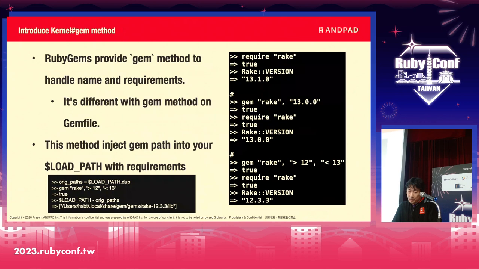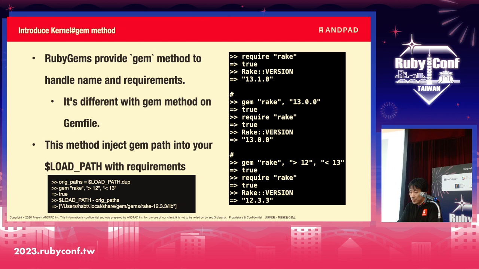RubyGems has a solution to resolve the slow performance of extended require. This is achieved through the use of the gem method. The gem method enables version locking. In this example, extended require will load version 13.1.0 of Rake by default, like this. You can specify any version using the gem method in your Ruby process. After that, you can load Rake 13.0.0 instead of 13.1.0.